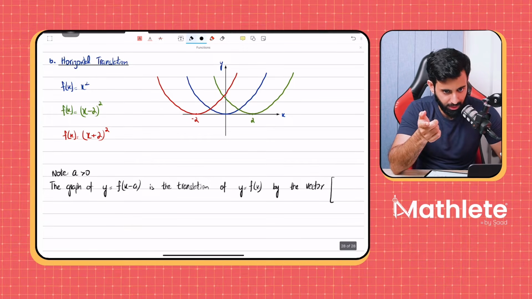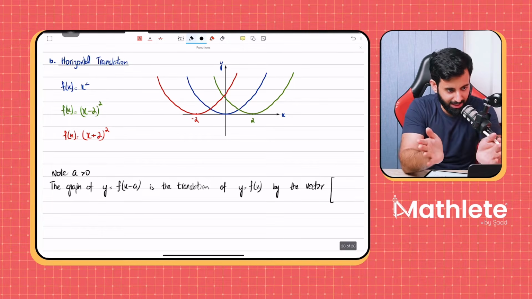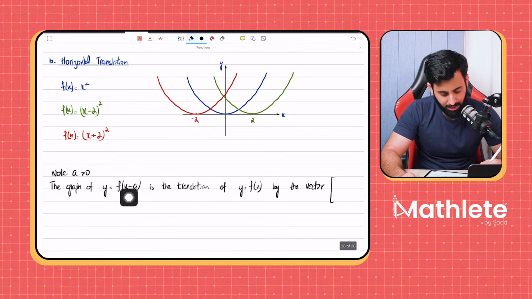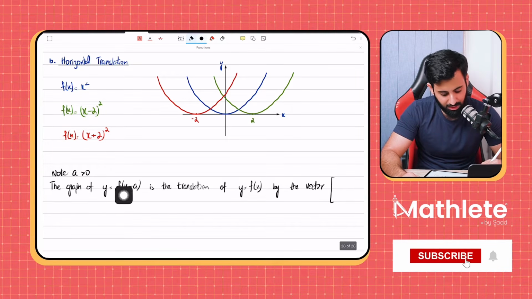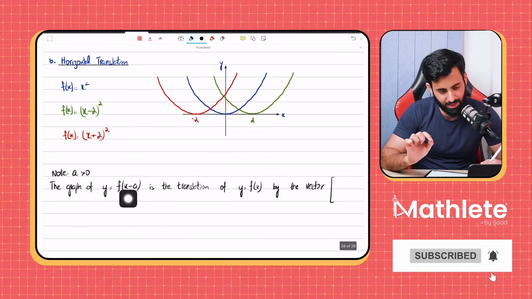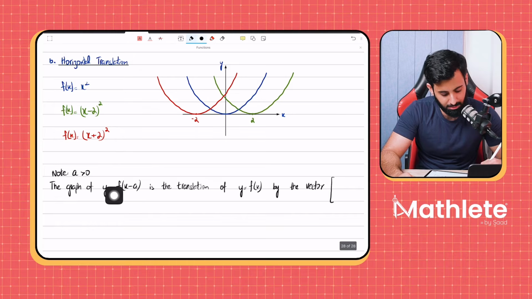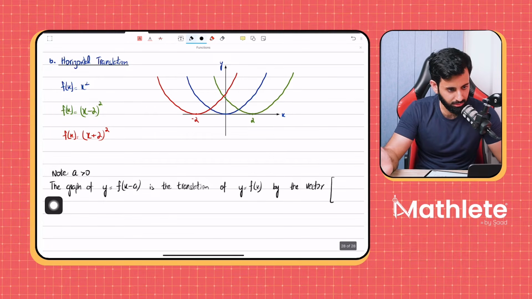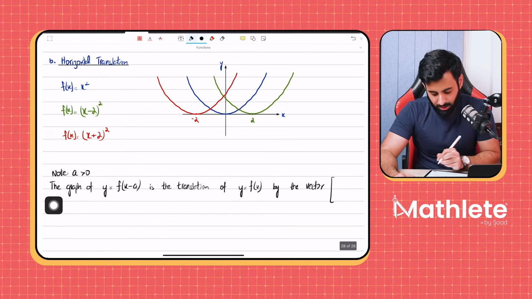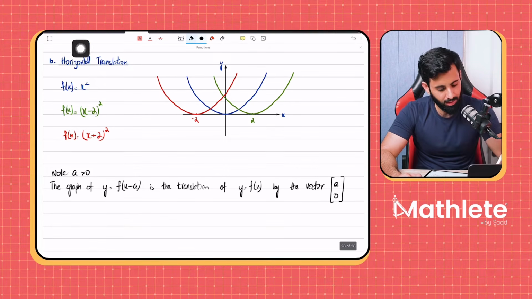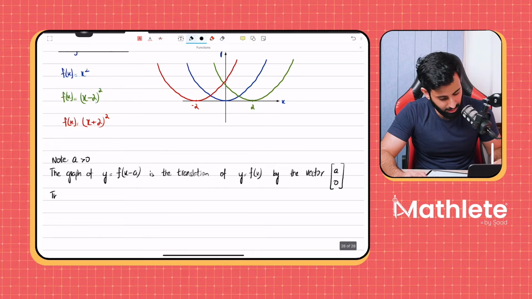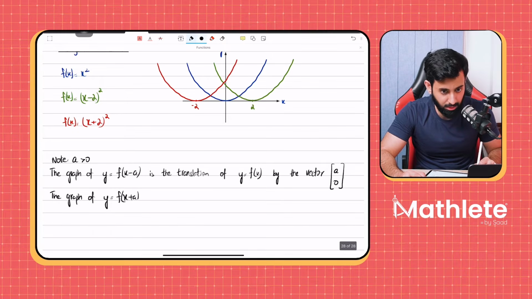3, 0. Okay. So if a is positive, now when I say a is positive, that doesn't mean that here you will have plus a. A is positive means that it's not going to happen that a will have a minus sign of its own and then eventually it's going to become plus. A is positive means that a could be 1, 2, 3. The minus sign will remain as it is. So the vector is going to be (a, 0). And just like that, the graph of y equals f of x plus a.